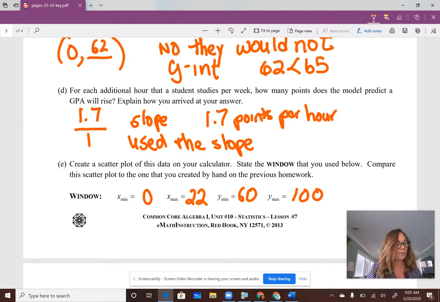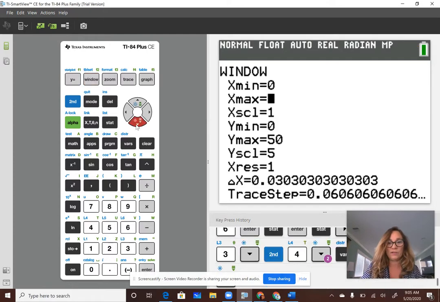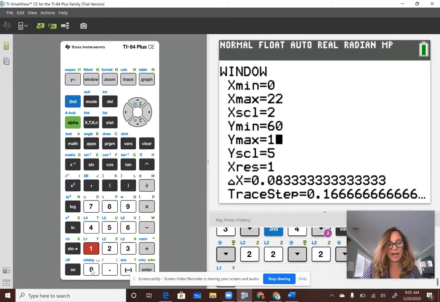Okay, so I'm using 0 to 22. And I'm using 60 to 100. You don't have to use the exact same thing, but you want to use something similar. Okay, so you hit window, and I'm going from 0 to 22. And it seems reasonable to me to count by 2s if I do that. And then my y's, I'm going from 60 to 100. And I think it would be reasonable to count by 5s.